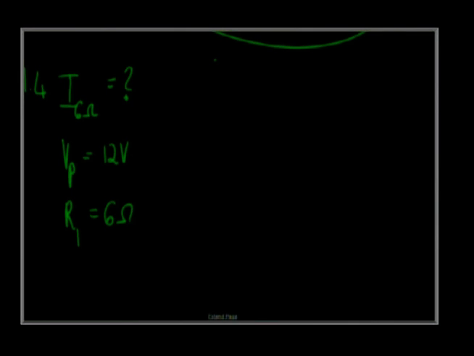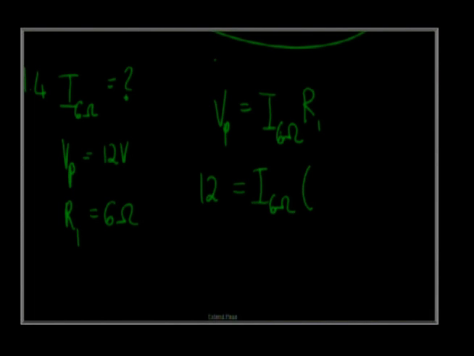is going to be 6 ohm. Potential difference is equal to the current for the 6 ohm resistor multiplied by the resistance of resistor 1. Potential difference is 12. Your current is unknown, so that's the one that we want to find. The resistor is 6. So the current works out to be 12 divided by 6, and that gives us a whole 2 ampere.